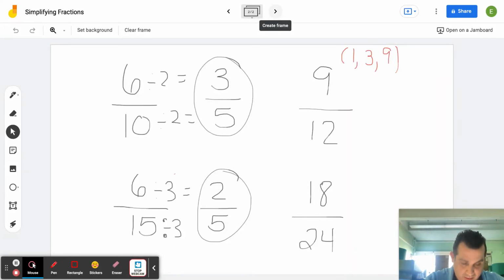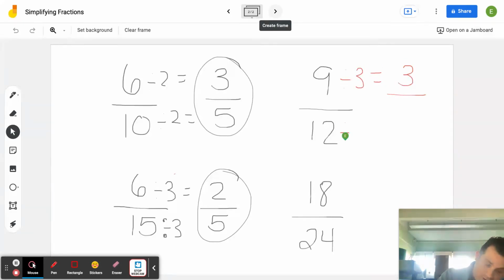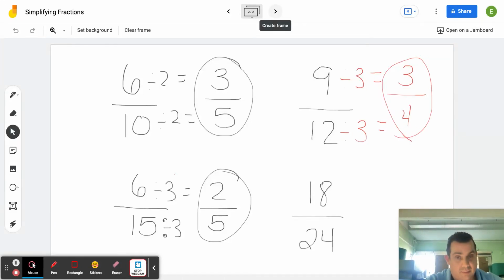Well, can 9 go into 12? No, can't divide 12 by 9, but you can divide 12 by 3. So 3 is my greatest factor. I only had 3 to choose, and I'm not dividing it by 1 because then it just stays the same. So 9 or 3 were my only choices that I could possibly divide into 12. So I'm going to divide them both by 3. 9 divided by 3 equals 3. 12 divided by 3 equals 4. 3/4 is 9/12 in simplest terms.